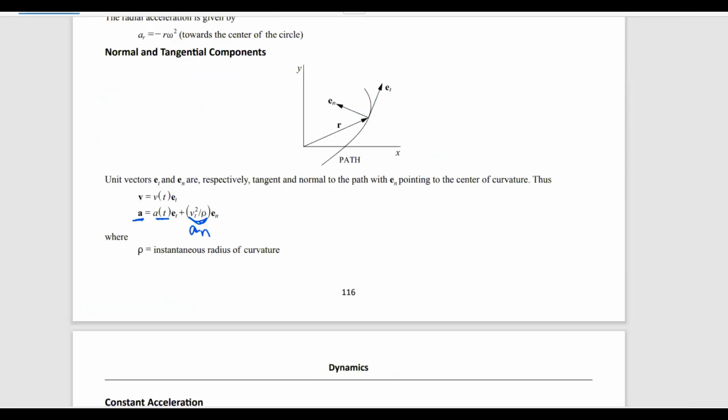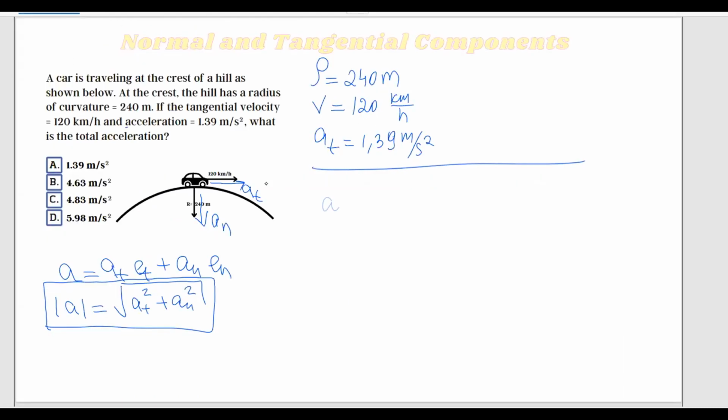And remember, the normal acceleration formula is actually Vt squared over the radius of curvature. So let's write this down. AN is equal to V squared over the radius of curvature.